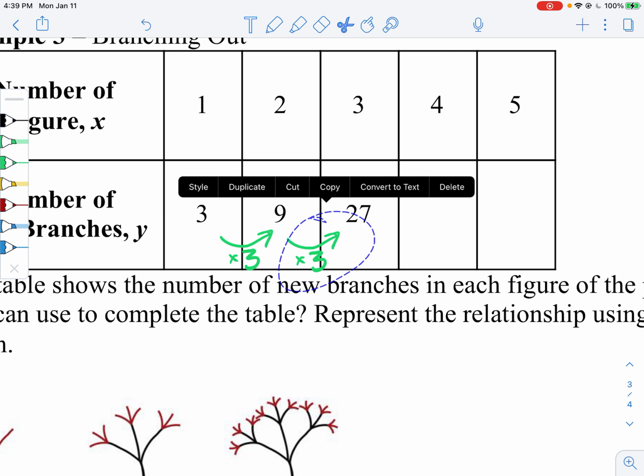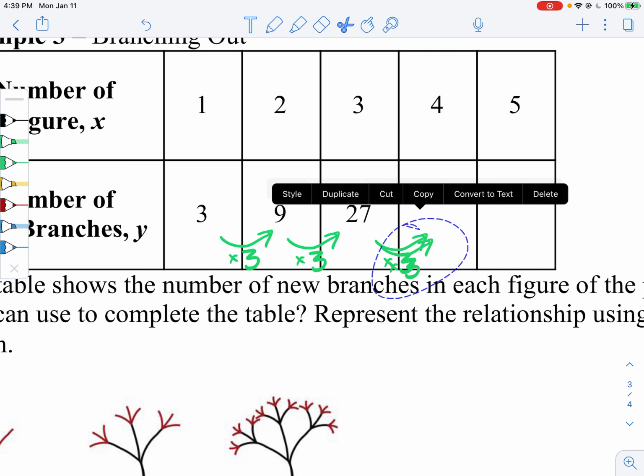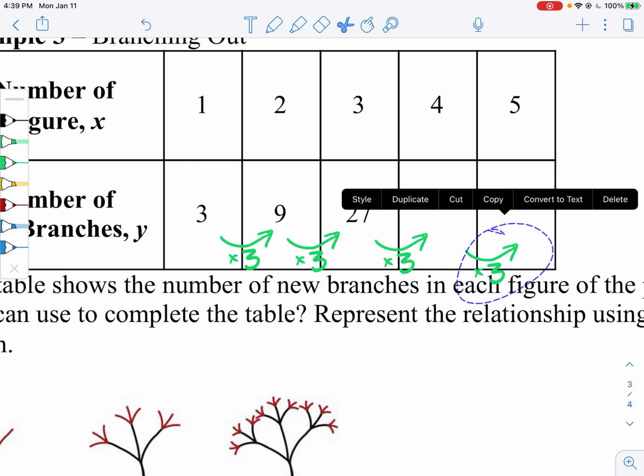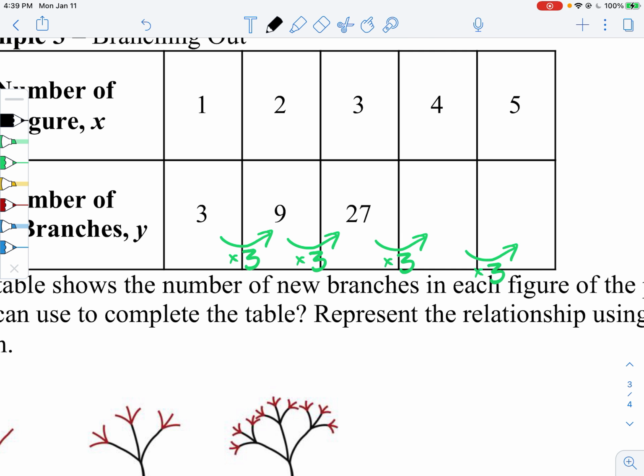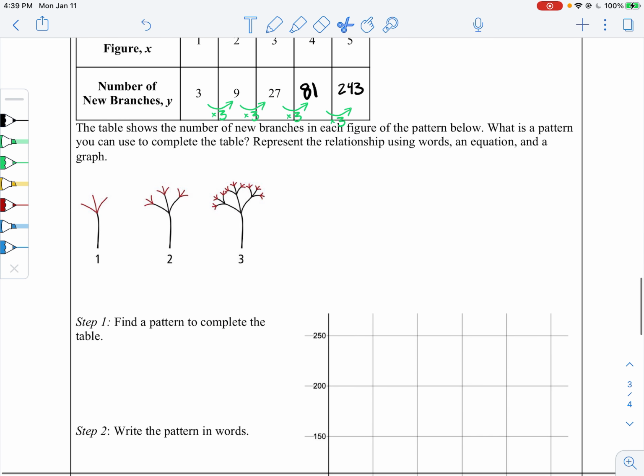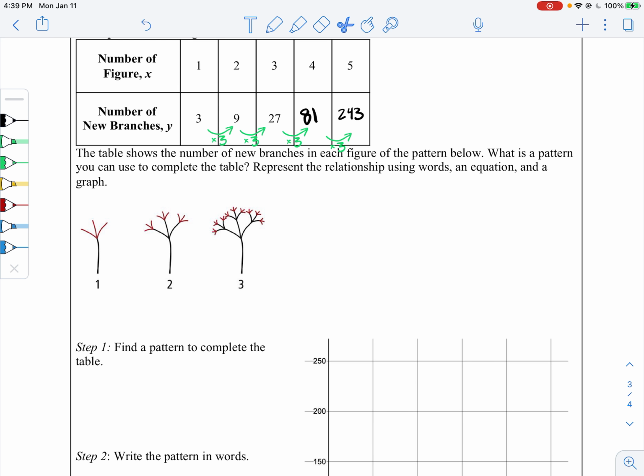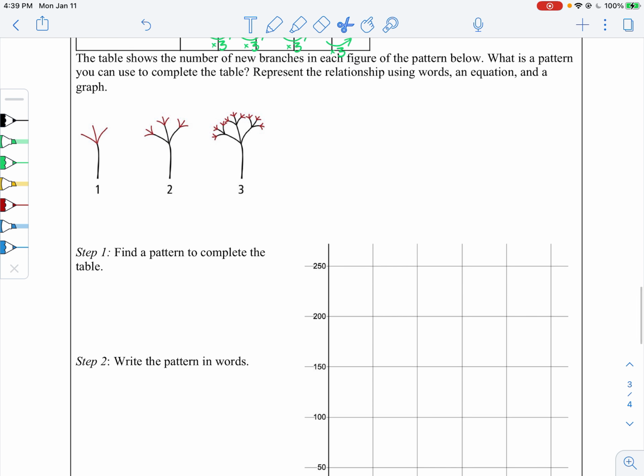So we have times 3, and we need to times 3 again, and we need to times 3 again. So 27 times 3 is 81. And 81 times 3 is 243. Aren't you so glad I didn't have you draw out all those trees? That would take forever. Find a pattern. We found the pattern. Nice. Okay, complete the table. Now we need to write the pattern in words.